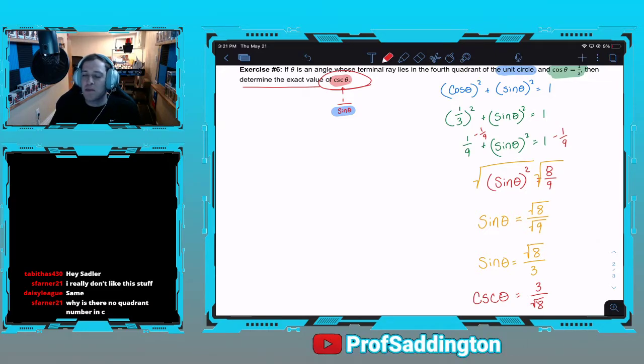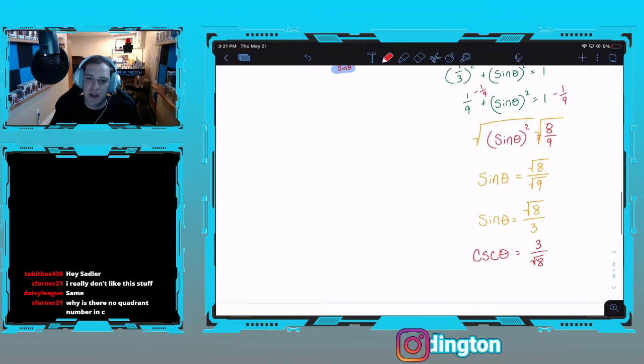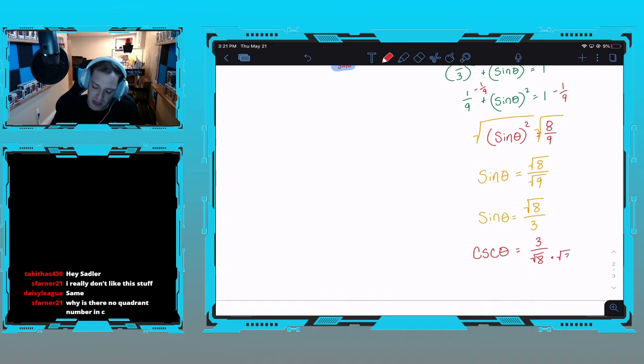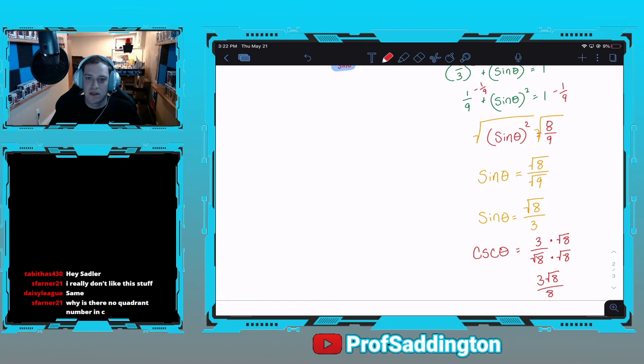I know it's not simplified. Technically, you guys would have to simplify it down by rationalizing it, and we've done that a few times already. We have to get rid of the square root of 8 on the bottom, and in order to do that, we just have to multiply it by square root of 8. So really, the answer would be 3 square root of 8 all over 8. But that's just in its reduced form. If you guys left it as 3 over square root of 8, I would have been fine with that.